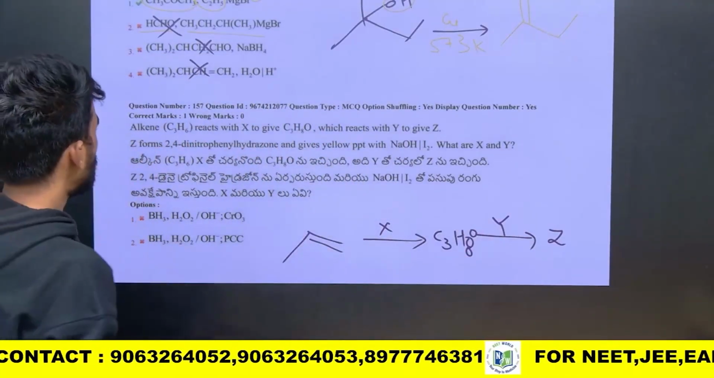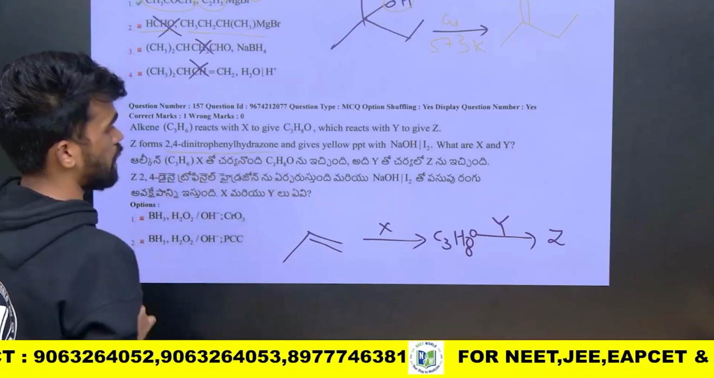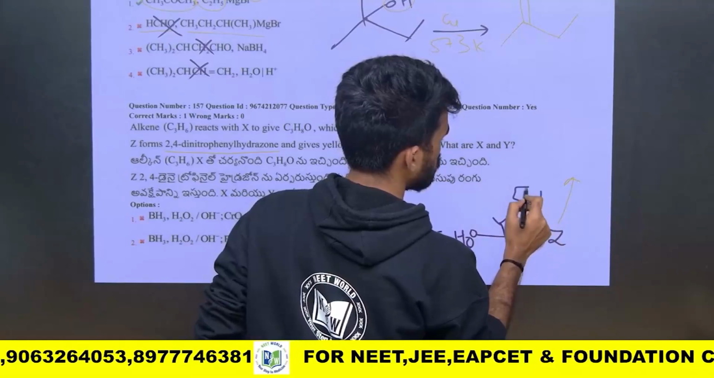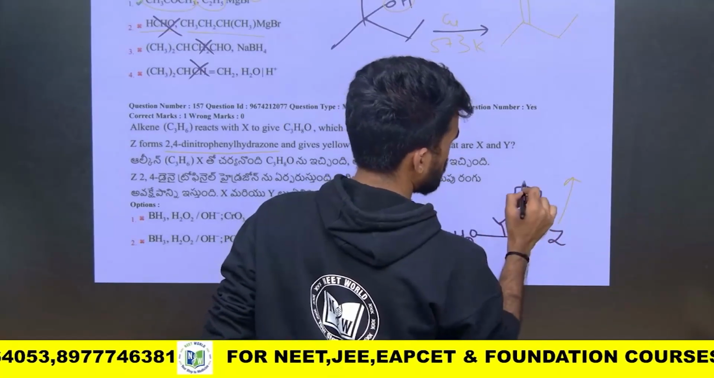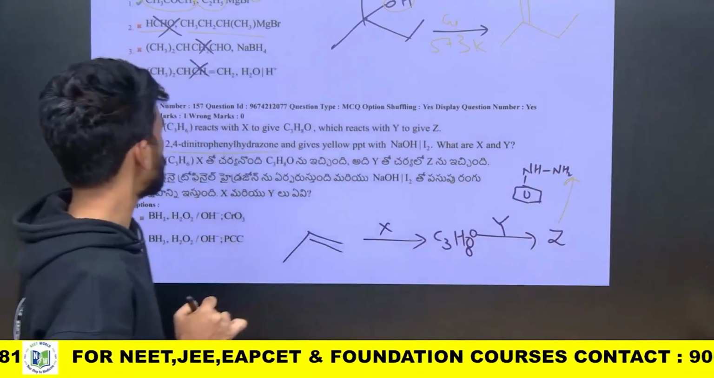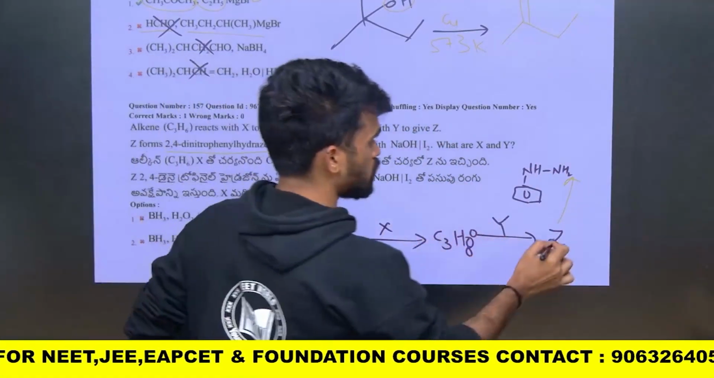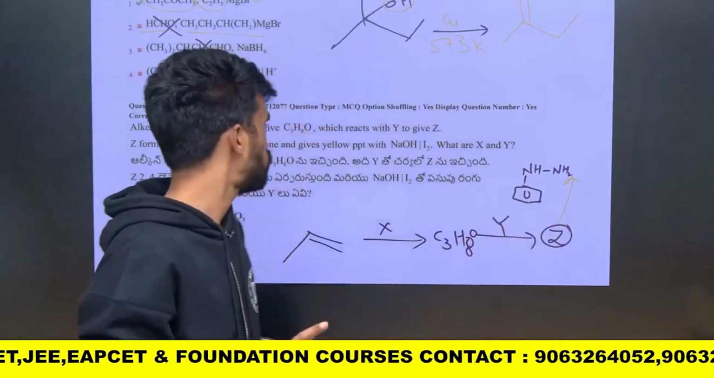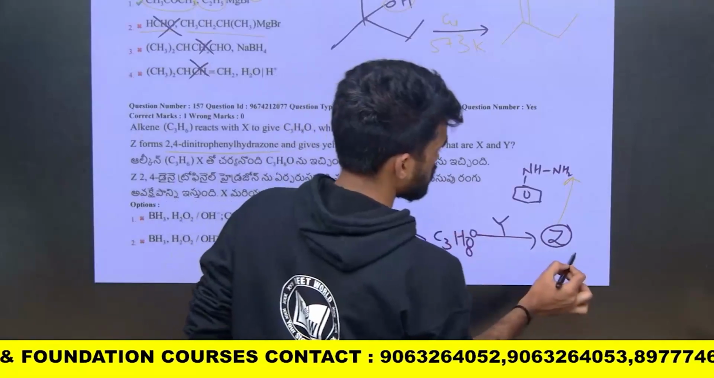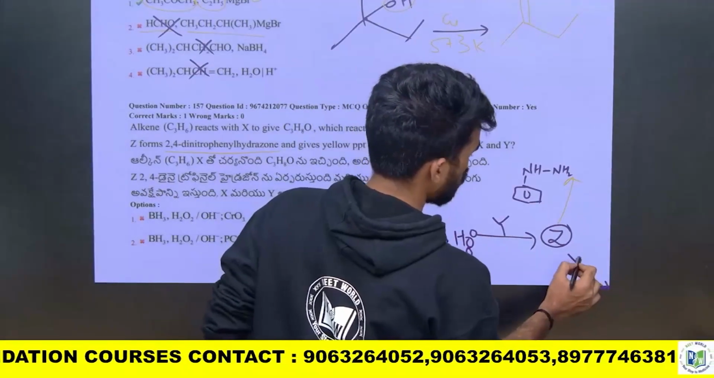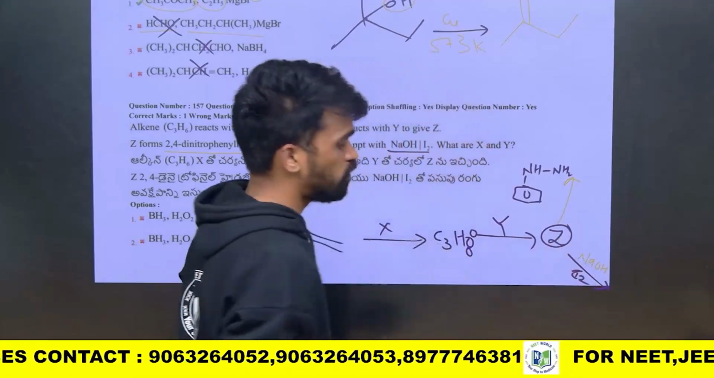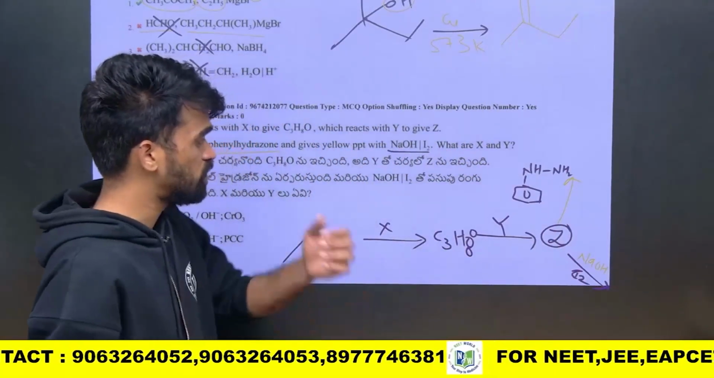And Y forms 2,4-dinitrophenyl hydrazone. So when it is treated with phenyl hydrazine, it will be forming hydrazone. Yes, it means this must be ketone or aldehyde. Okay, remember that. And it gives yellow precipitate with NaOH. So this Z also gives yellow precipitate with NaOH plus I2. So this is the haloform test, iodoform test. Okay, so which will give that?